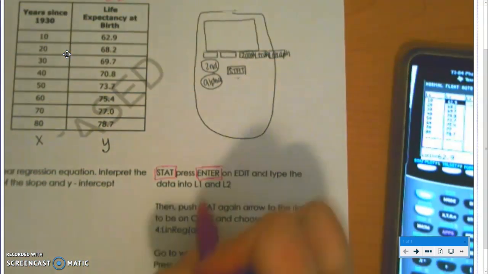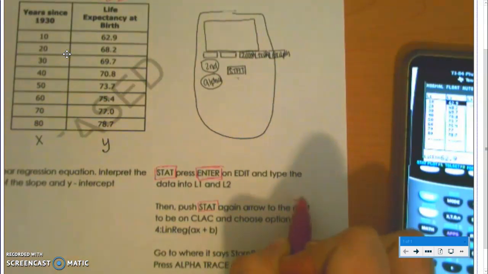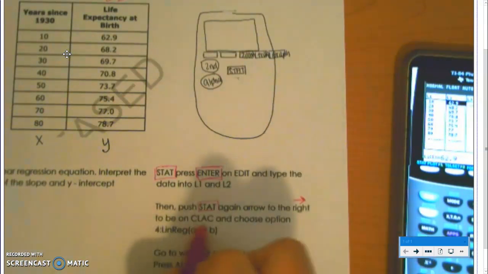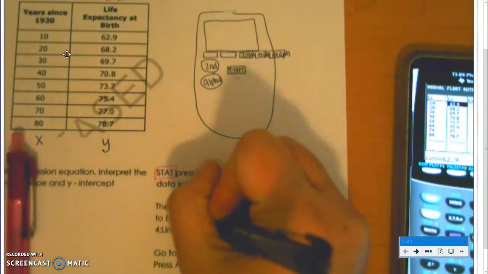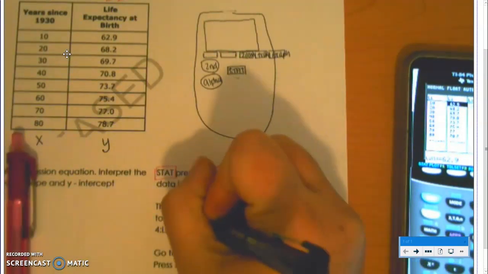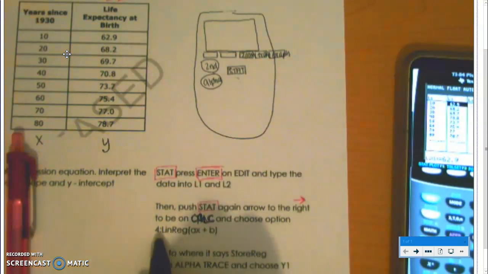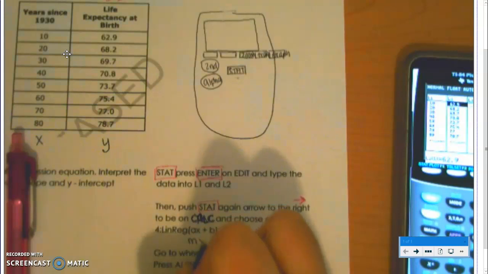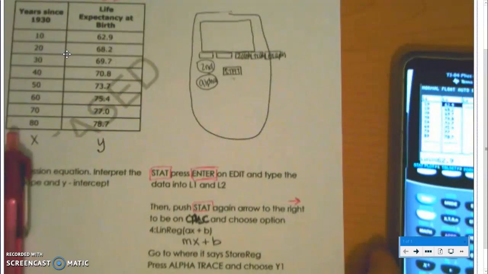Once your data is in, you're going to push stat again, but this time arrow over to the right until it says calc. We're going to go to where it says calc, and then choose option 4. It's going to say LinReg, ax plus b, which is basically mx plus b. Where we usually see y equals mx plus b, they just use the letter a instead.